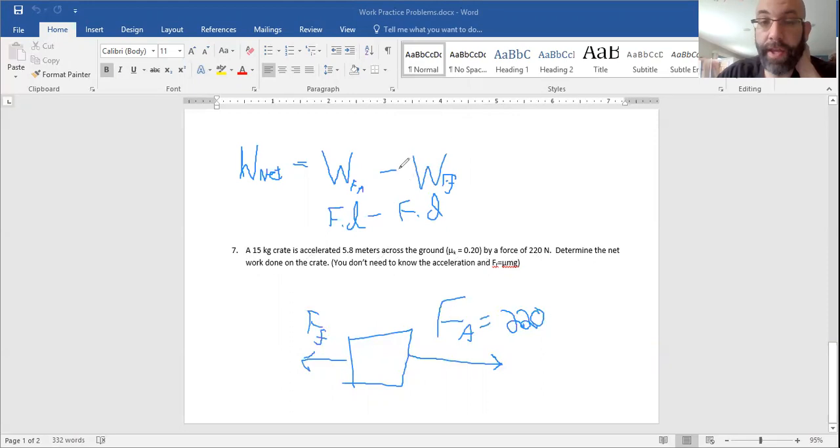To find the work of friction, we need to know the force of friction and distance, but we know the distance is 5.8, and to find the force of friction, right here, mu mg. We have mu, we have m, we have g. Once you find your two forces, you can plug it in and solve for work net. All right. So that is that. If you have any other questions, shoot me a Remind and I'll get back to you. I'll post the key for this at some point tomorrow, and then we'll move on from there.